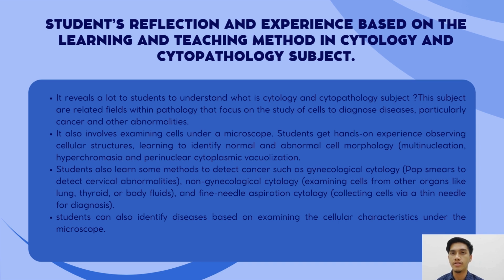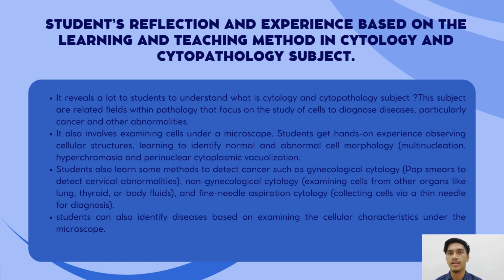And next, students also can be involved in examining the cells under a microscope. Students can get hands-on experience observing the cellular structure, leading to identifying normal and abnormal cell morphology, such as multinucleation, superficial cell, parabasal cell, basal cell, hypochromasia, and perinuclear cytoplasmic vacuolization.